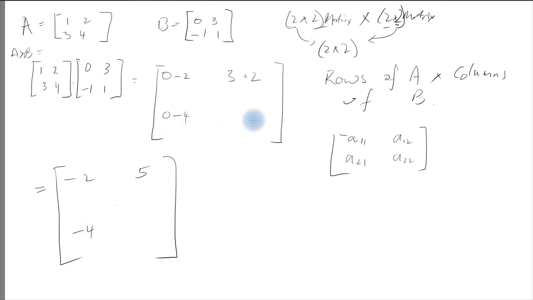And last spot, A22. So first 2 for second row, and then second one for second column. Second row, second column. 3, 4 times 3, 1. 3 times 3 is 9. And 4 times 1 is 4, giving us 13. And there we go, that is our final answer. Minus 2, 5, minus 4, 13.